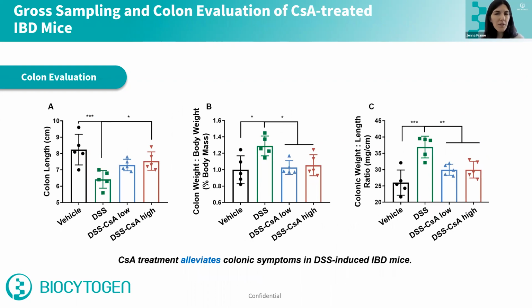Evaluation of the colons of these mice at the study endpoint indicated that mice treated with DSS alone had shorter colons with altered weight to length ratios, as shown by the green bars. However, the mice exposed to DSS and treated with cyclosporin A did not exhibit significantly different alterations in colon length and weight when compared to the control mice. So this indicates that CSA treatment helps to prevent the onset of these symptoms in the DSS-induced IBD mice.